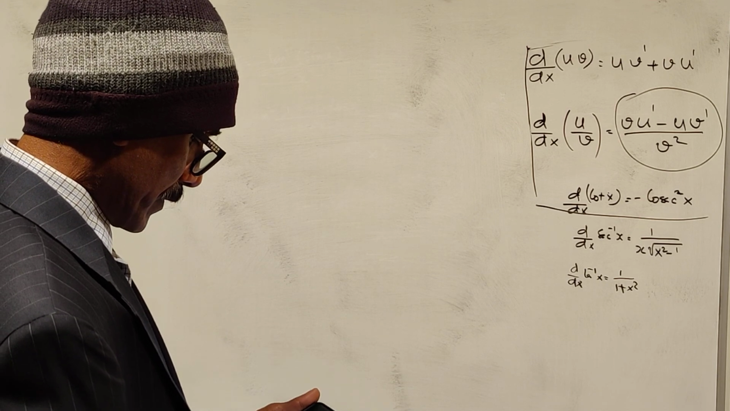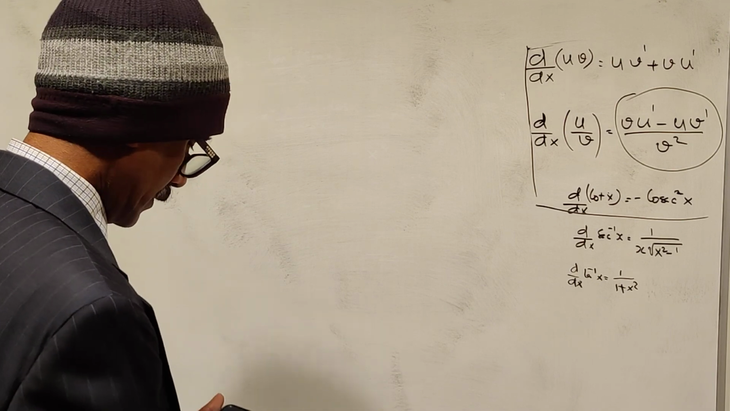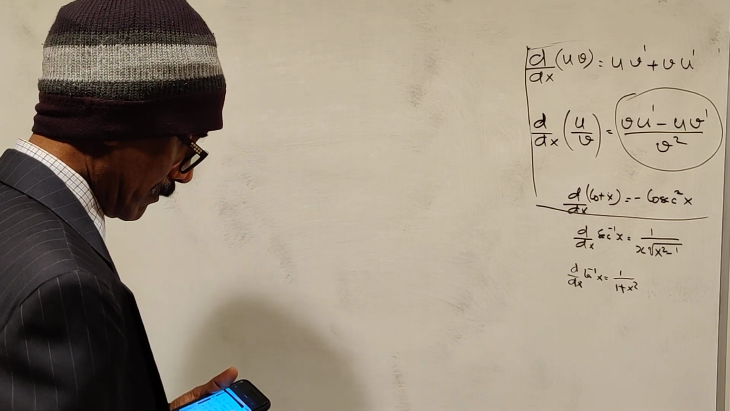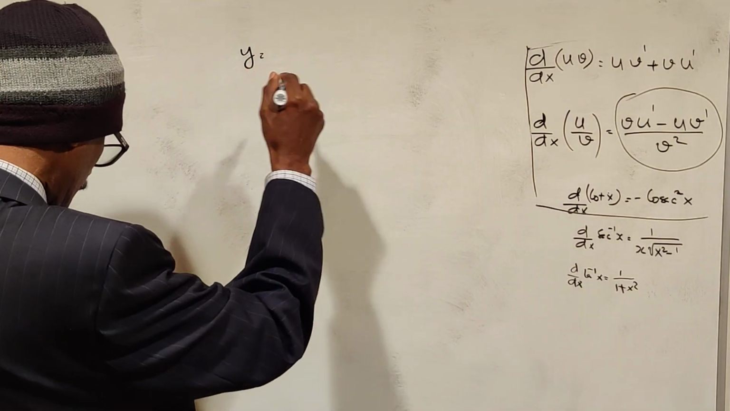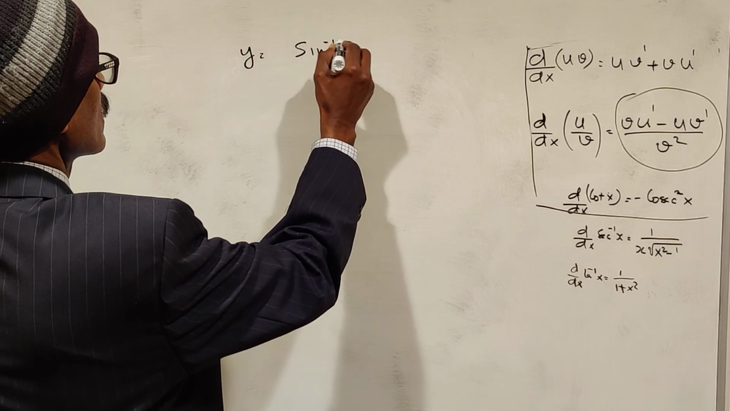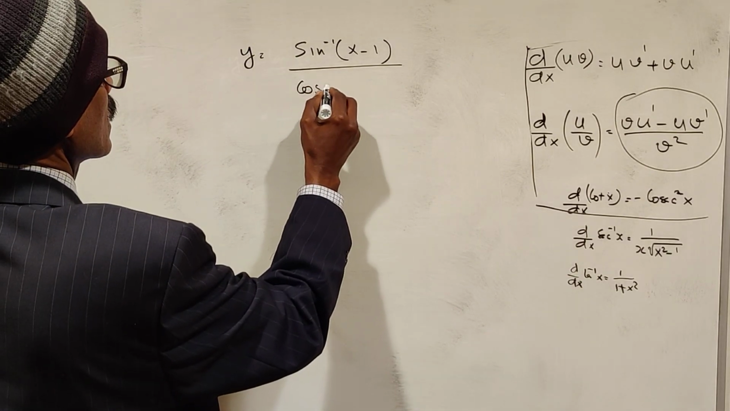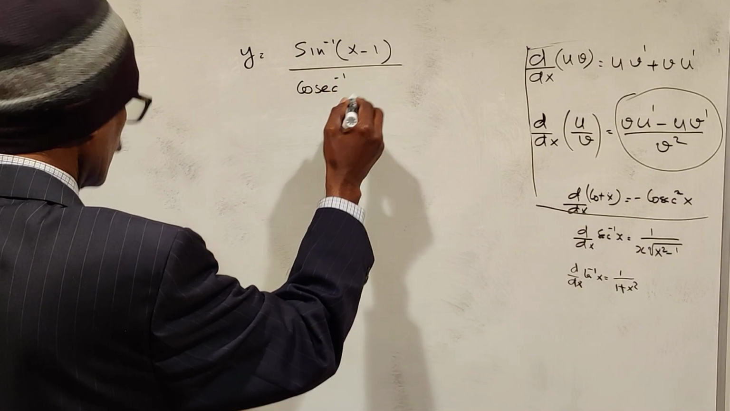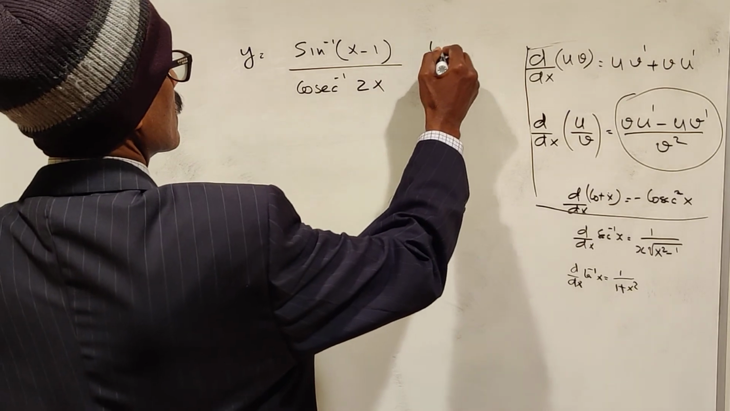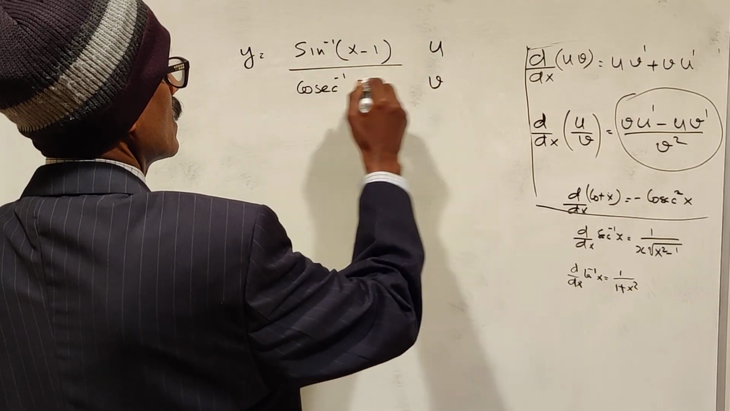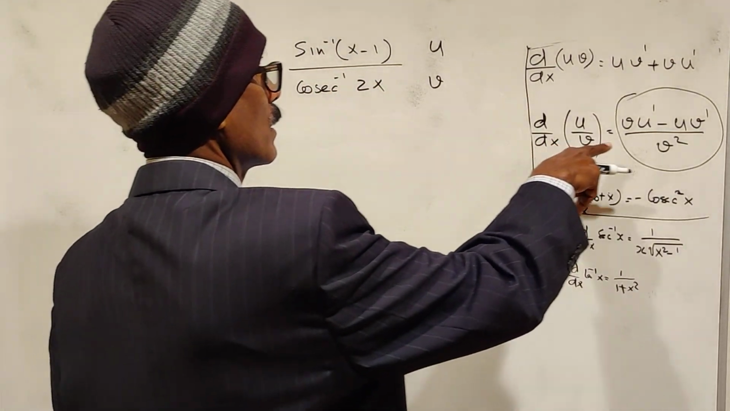Okay, the last one. y equals sin inverse x minus 1 divided by cosec inverse 2x. Here u is sin inverse x minus 1, v is cosec inverse 2x. Division of two functions, so we need to use the quotient rule.